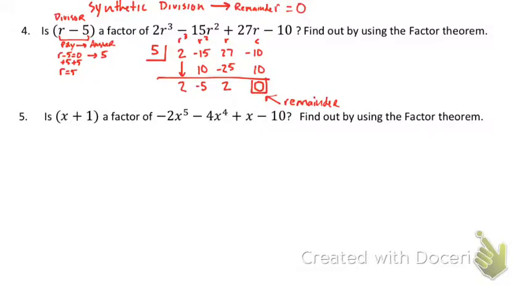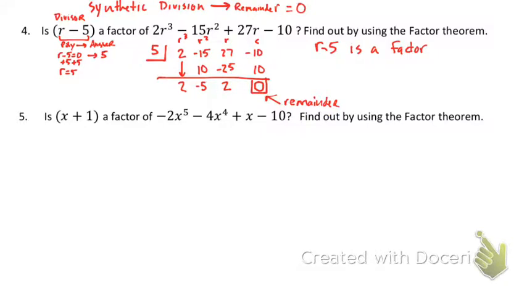Okay? Since our remainder is 0, that means r minus 5 factors evenly or divides evenly, which is the definition of factor. So we would then say r minus 5 is a factor because it divides evenly, and the reason we know it divides evenly is because we have a 0 remainder.